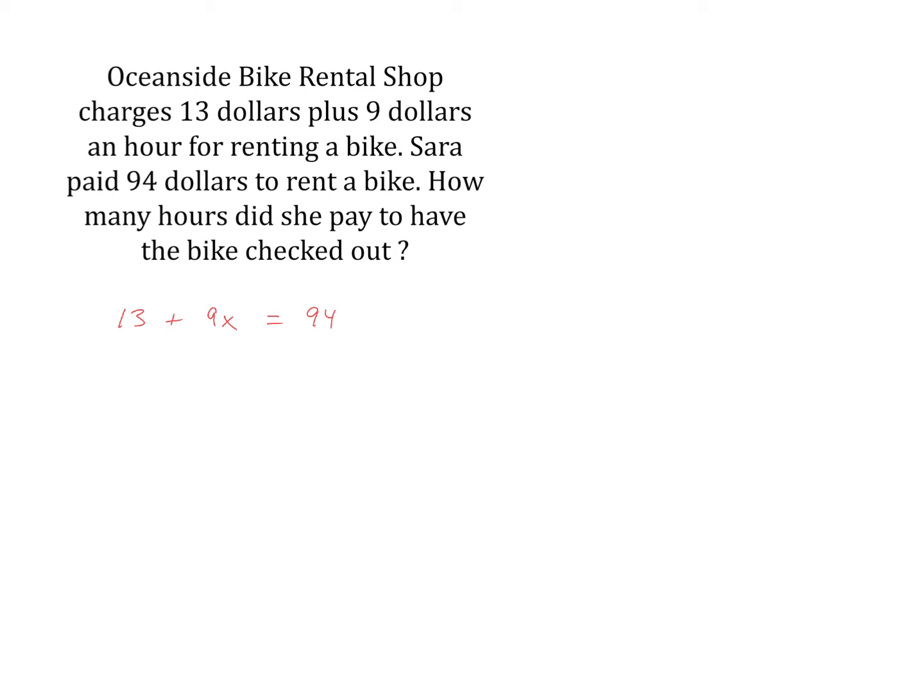So to solve for the number of hours she checked out, we have to solve for X. So we subtract 13 from both sides. And then we do the inverse operation here and divide both sides by 9. Sarah checked the bike out for 9 hours, a full day of bike riding. Okay, so these are two examples of writing algebraic expressions from word problems, creating equations and then solving them to figure out a solution for the problem.